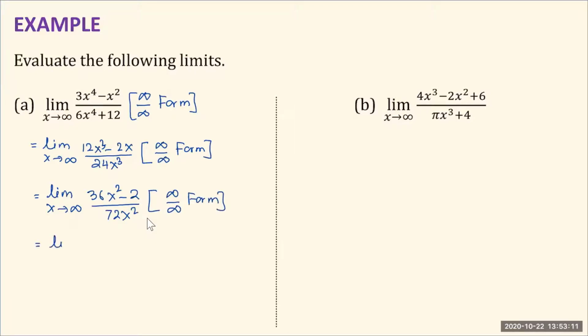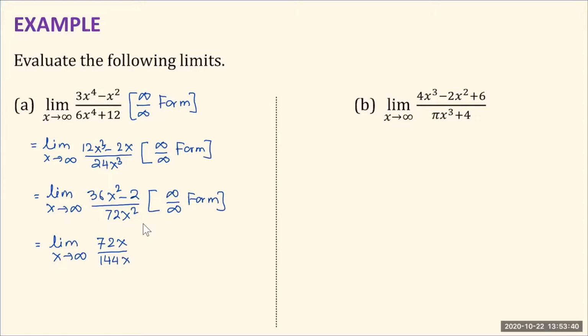So we have to use L'Hopital's rule. That is, we have to find the derivative in the numerator and the derivative in the denominator. So the derivative of 36x squared, if you use the power rule, will be 72x, divided by, in the denominator, the derivative of that 2 is 0. So in the denominator, if you use the power rule, 2 will come here and multiply. So it will be 144x.